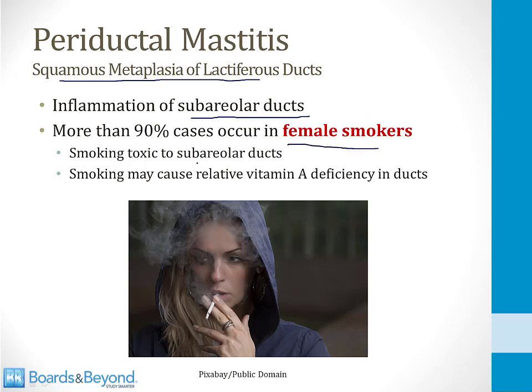It's thought that smoking is toxic to the subareolar ducts. There's also some data showing that smoking may cause a relative vitamin A deficiency in the ducts, and that can lead to damage. So I put a picture of a female smoker on the screen here to remind you that this condition in a board question is usually going to be a woman who smokes.